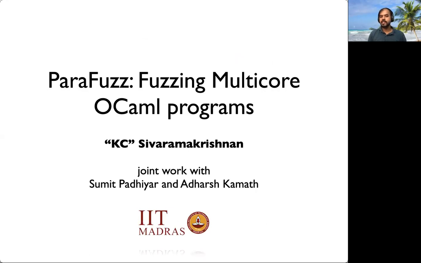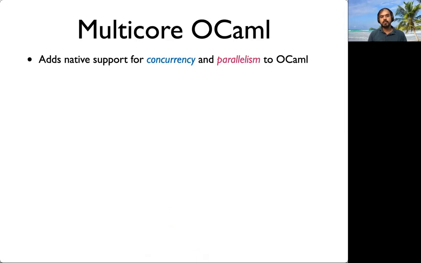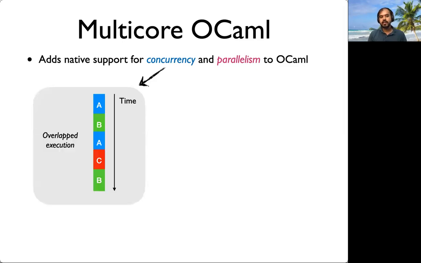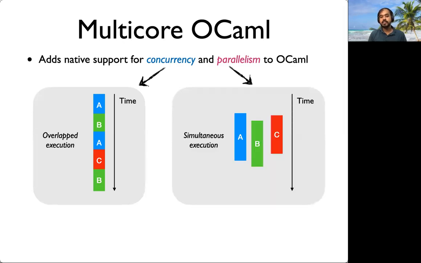Today, I'm going to talk about a testing technique for Multicore OCaml programs using a tool that we developed called Parafuzz. This is joint work with my students, Sumit and Adarsh. So Multicore OCaml is an extension of the OCaml programming language that adds native support for concurrency and parallelism to OCaml. By concurrency, I define overlap execution of tasks in time, and parallelism is defined as simultaneous execution of multiple tasks in time. And in keeping with the separation, Multicore OCaml provides distinct mechanisms for expressing concurrency and parallelism.